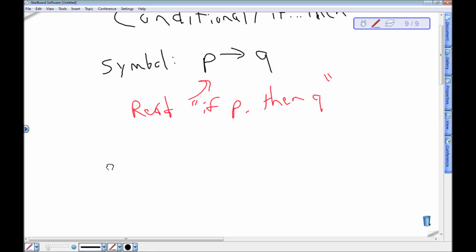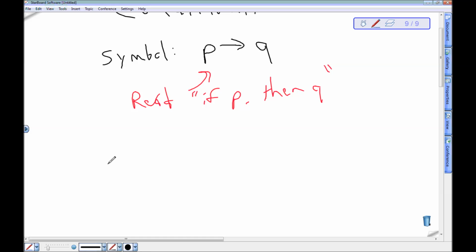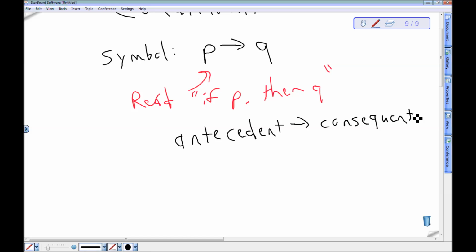Little more terminology with this one. The first part of a conditional statement is called the antecedent. The second part of a conditional statement is called the consequent. There are a ton of ways of expressing if-then statements. Because English is such a robust language, we have a ton of different ways of saying this.